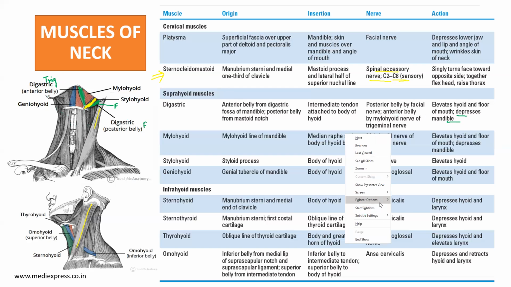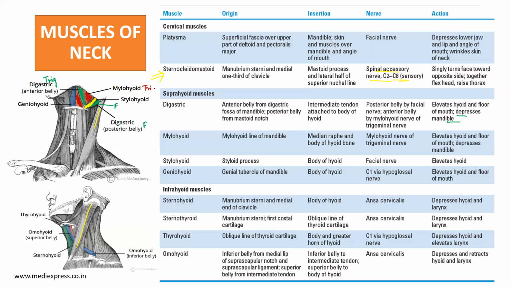So the next one is the mylohyoid. Remember the mylohyoid muscle, which has been shown here in this brown color. So this is the mylohyoid muscle. The nerve supply of this muscle is the mylohyoid nerve of the trigeminal nerve. And this again helps in the elevation of the hyoid bone and the floor of the mouth and depresses the mandible.